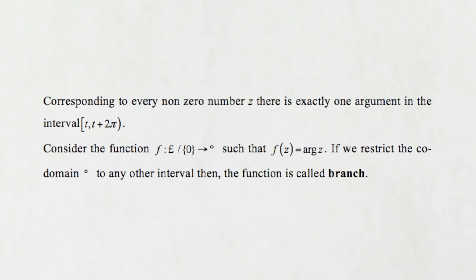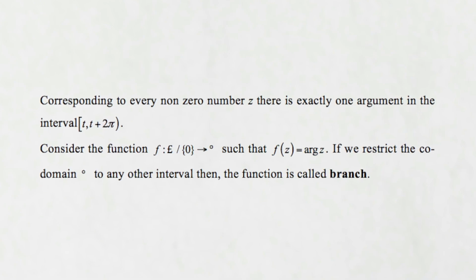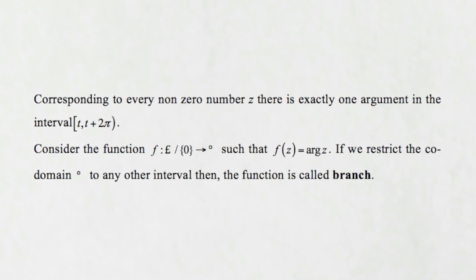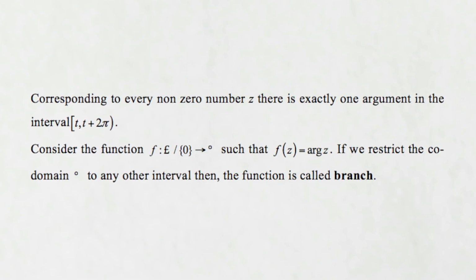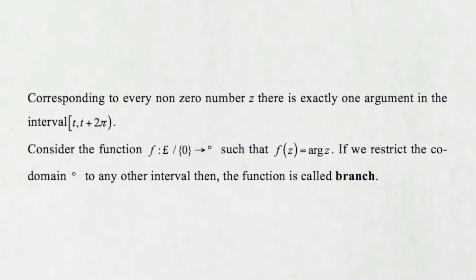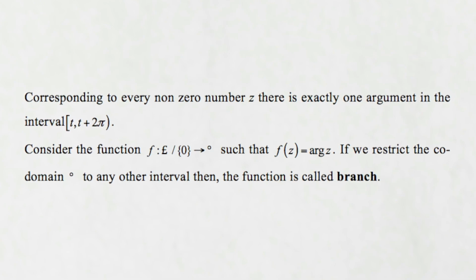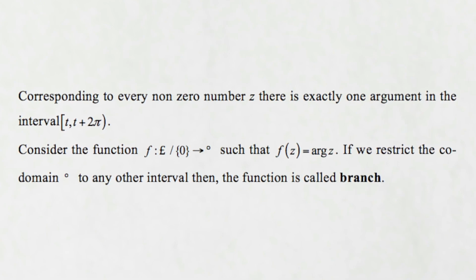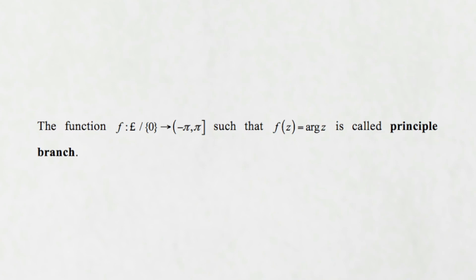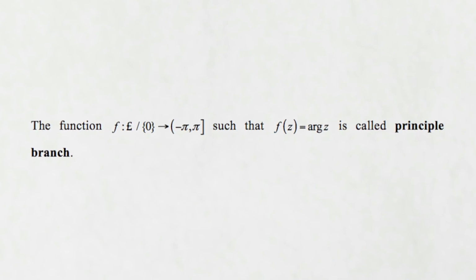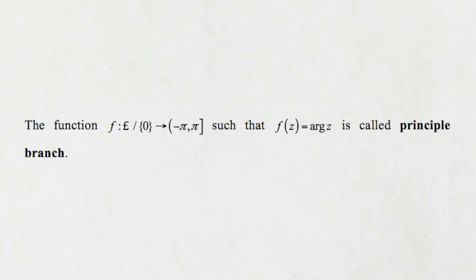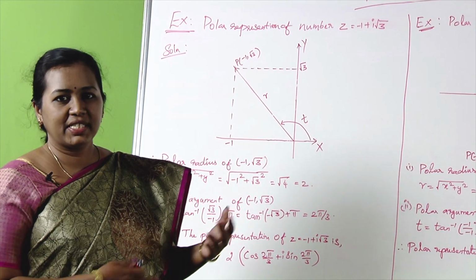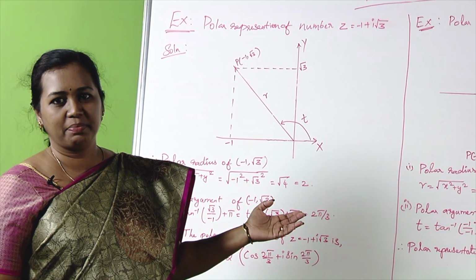Corresponding to every non-zero number z, there is exactly one argument in the interval [t, t + 2 pi). Consider the function f from C minus 0 to R, such that f(z) = arg z. If we restrict the codomain R to any other interval, then the function is called a branch. The function from C minus 0 to the interval (-pi, pi], such that f(z) = arg z, is called the principal branch.